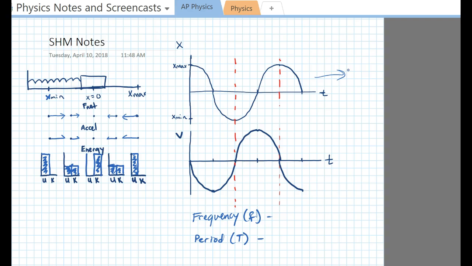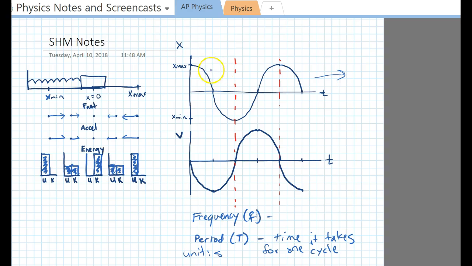But a couple of definitions are necessary here. The first one that I want to do is called period, and this is just the time it takes for one cycle. The unit for period is seconds, and the symbol for period is oftentimes a capital T.